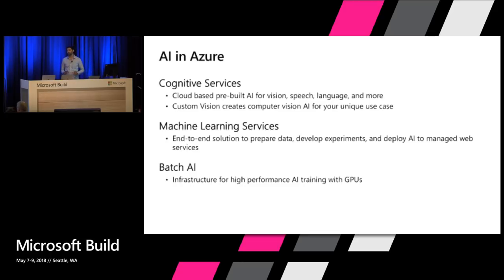Custom Vision allows you to create models that are tailored to your unique scenario to help you identify objects in pictures. Azure Machine Learning Services gives you an end-to-end solution for preparing your data, using that data to create your AI, and being able to deploy that AI to fully managed web services. And likewise, if you're more of a do-it-yourselfer, Azure Batch AI gives you infrastructure where you can scale your AI training in the cloud across a bunch of machines that have GPUs.